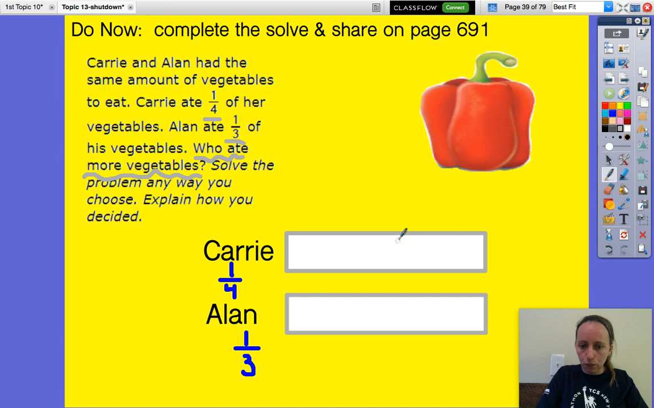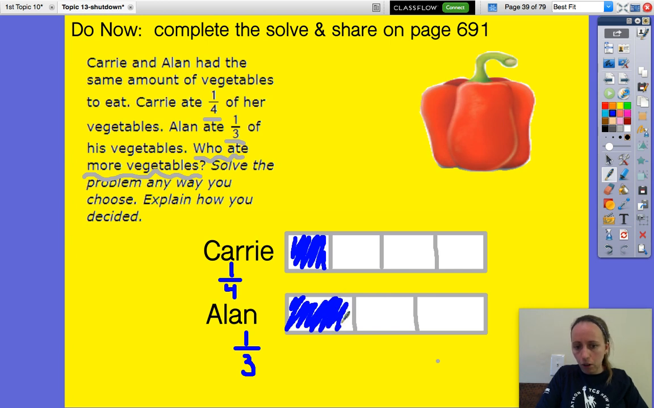So Carrie ate 1/4. So I'm going to divide her box into 4 equal parts. And remember, if I'm drawing 4 equal parts, I only have to draw 3 lines. So we have 4 equal parts. They're pretty equal, right? And I'm going to shade in 1/4 of them. Okay. Now, Alan ate 1/3. So he has 3 equal parts. I'm going to do my best. Divide this into 3 equal parts. And then I'm going to shade in 1/3 because he only ate 1/3 of his vegetables.